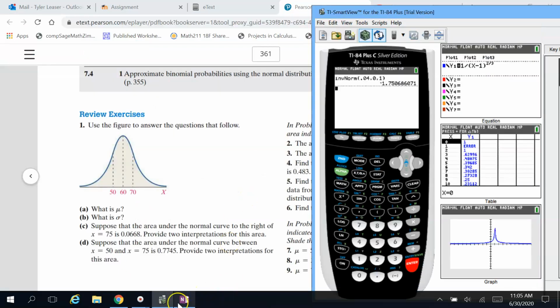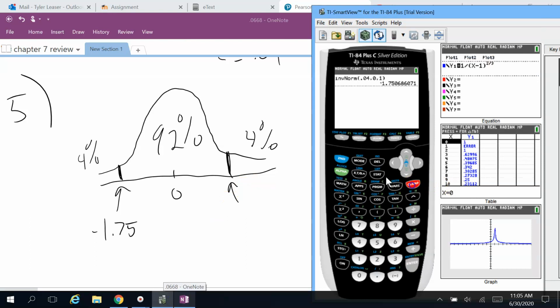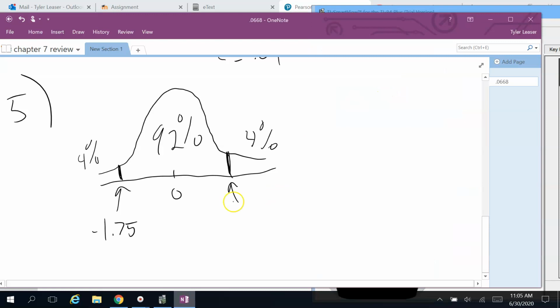I don't have to find the other one, because I already know what it's going to be, but just to prove the point, if I go back into inverse norm, the area to the left of this z-score is going to be the 92% plus the extra 4%, which is 96%. I already know this answer is going to be positive 1.75, but just to show you that it really is, there you go, positive 1.75. I knew it had to be the positive version because it's all symmetric. So if this 92% really is in the middle, then the negative 1.75 and the positive 1.75 have to be the same. But there you go. These are the two z-scores that separate out the middle 92%.